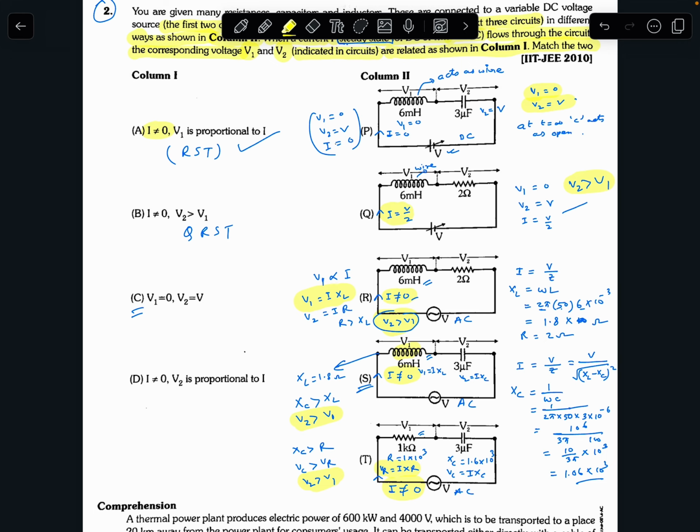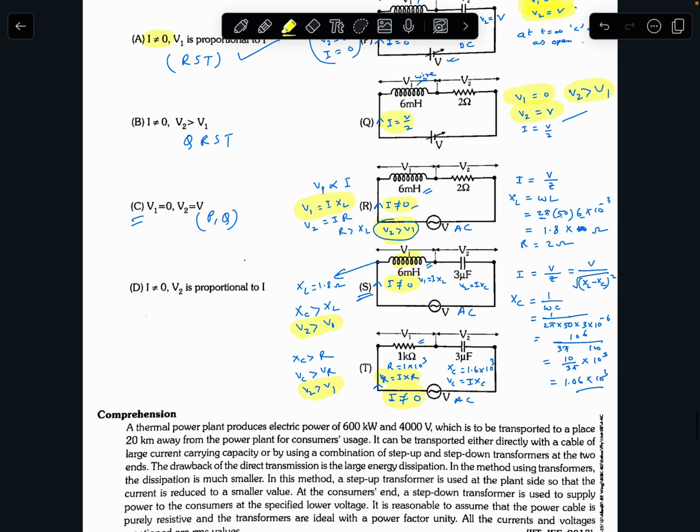And Q also. Okay, so here the answer is given wrong in your module. So the answer will be P and Q. You can see here P, V1 0, V2 V. Even for Q also V1 0, V2 V, because in Q also the inductor acts as a simple wire, no potential drop at steady state. So P and Q.